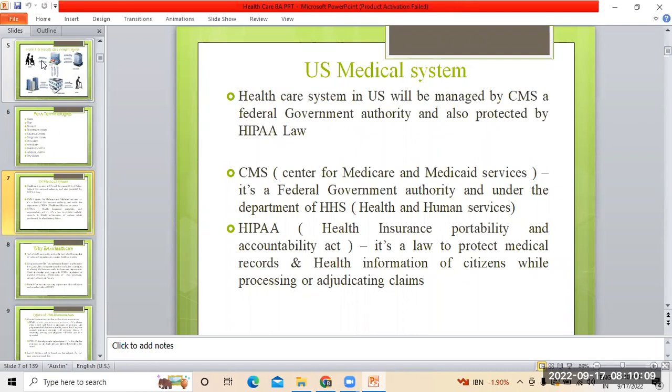And whatever activities and services are provided, everything is protected under the HIPAA law, which has been introduced to protect the health information of individuals while they are processing the claims as well as the adjudication.